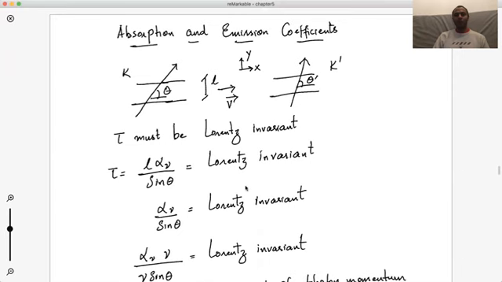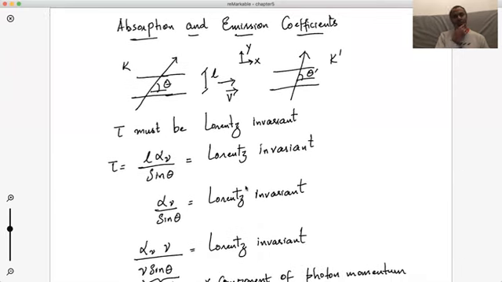Okay, so what about absorption and emission coefficient? So let's start with absorption coefficient. So let's assume that you have some medium here doing the absorption, and you're viewing that ray going through the medium getting absorbed in two frames, K frame and K prime frame. And so that ray, again, because of aberration, is going to make different angles in the two frames. And let's say there's a velocity v between the two frames, okay?